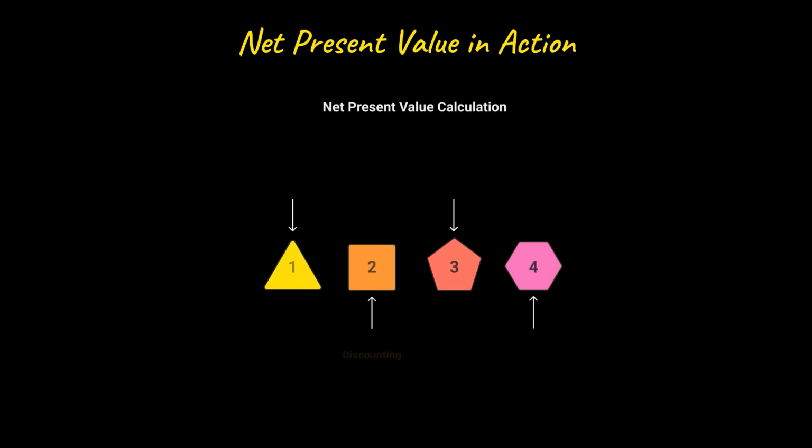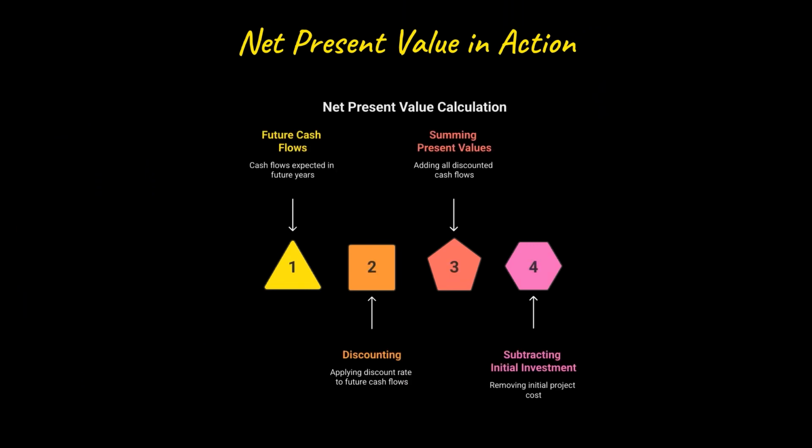Net present value ties these operations together. A manager projects future cash flows, discounts each one back to today using the cost of capital, sums them, and subtracts the initial investment. A positive NPV means the project creates value, and negative NPV means it destroys value.